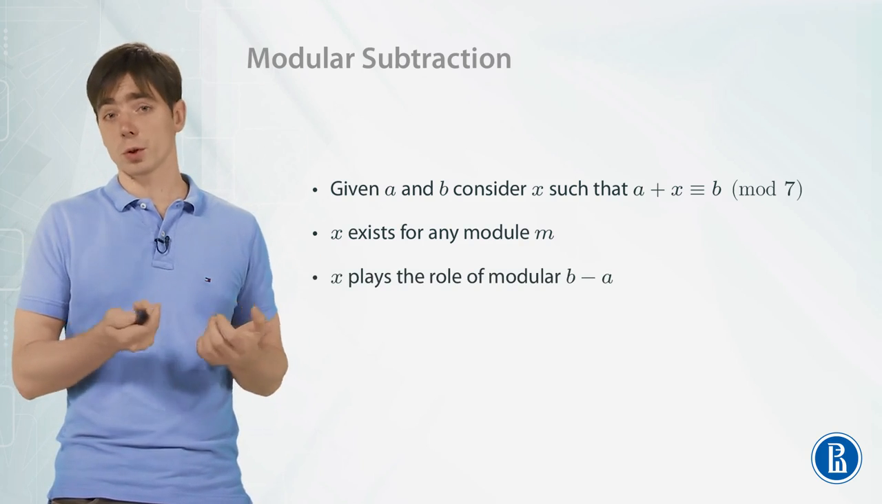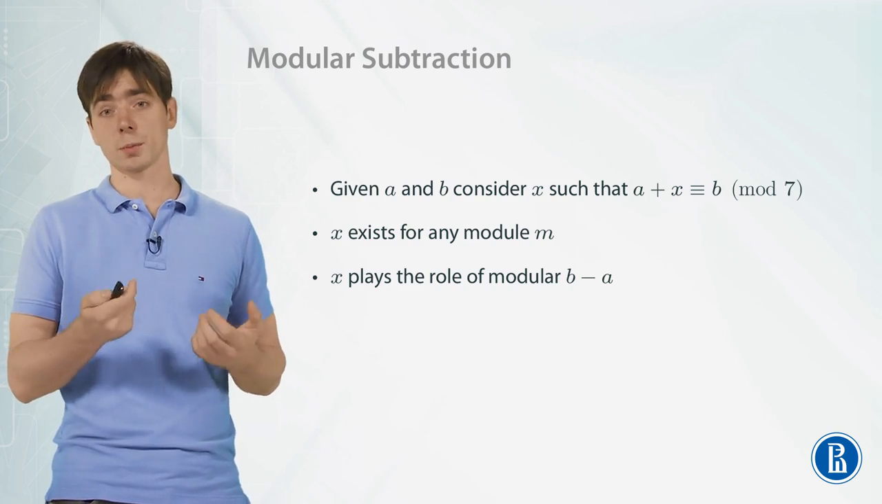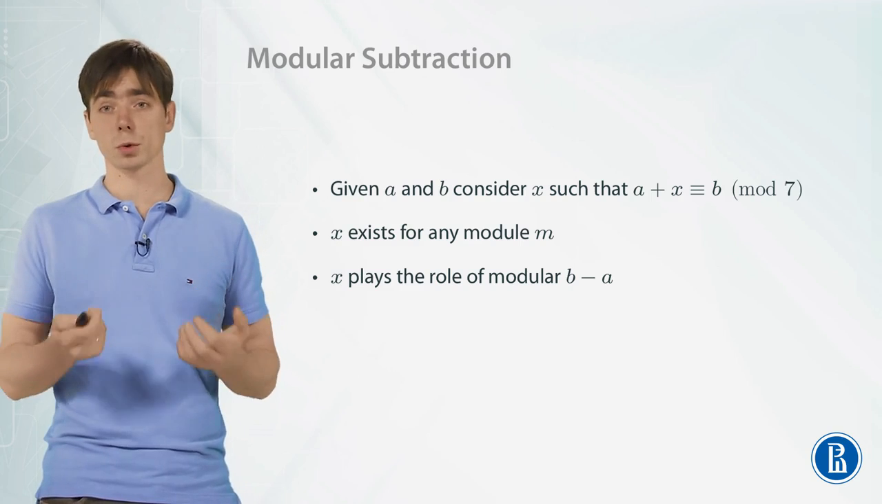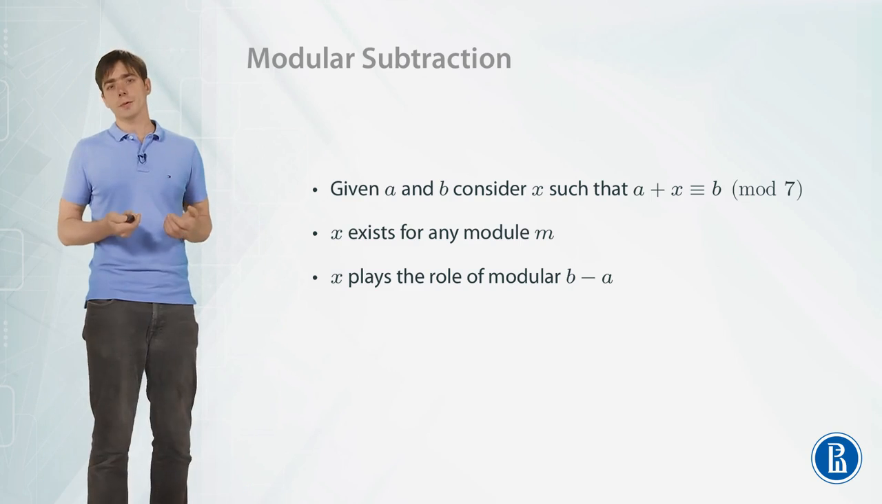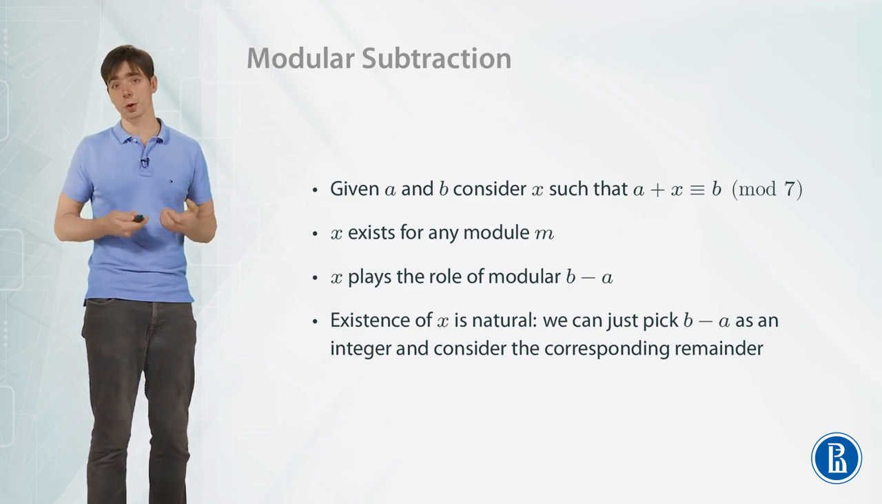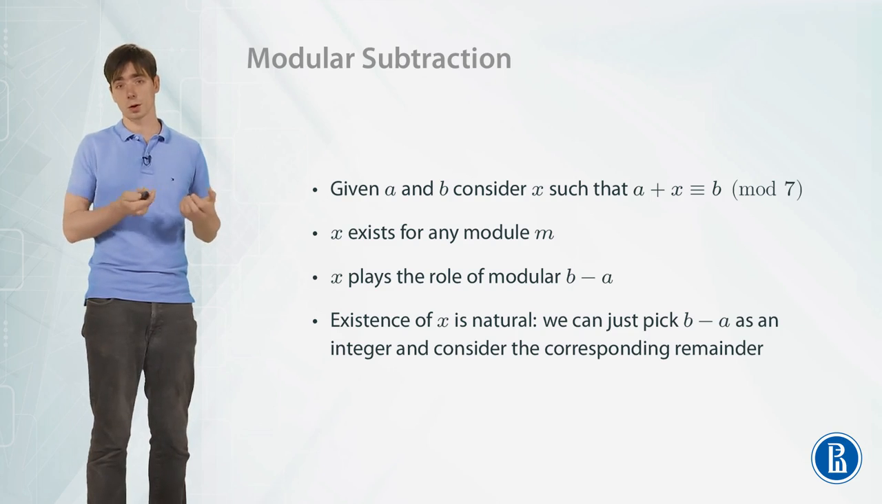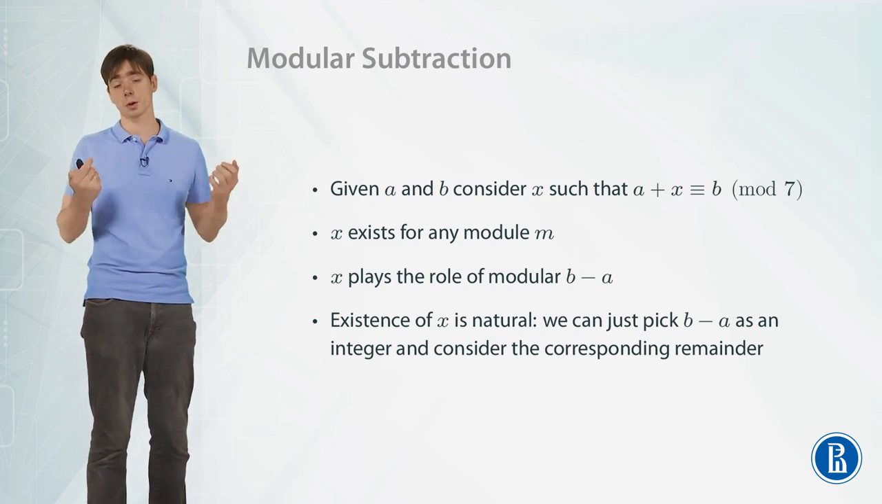And x plays the role of modular subtraction. So it plays the role of b minus a in modular arithmetic. Note that the existence of x is natural. We can just pick b minus a as an integer and consider the corresponding remainder modulo 7. And the equation will be satisfied since congruence is preserved under addition.